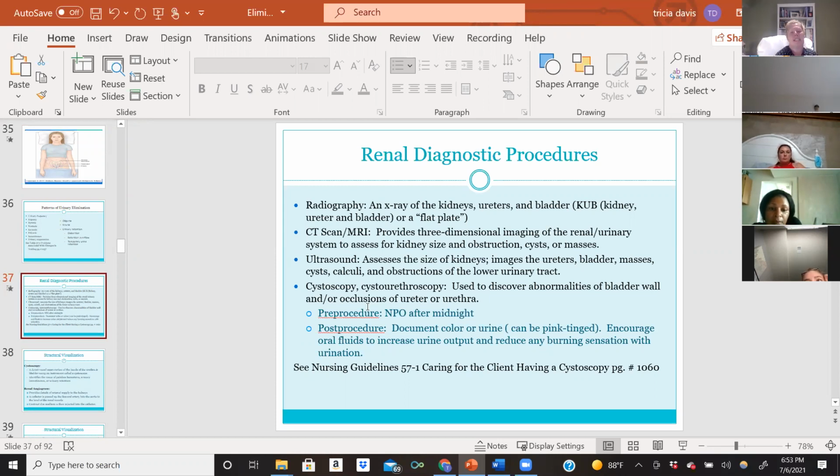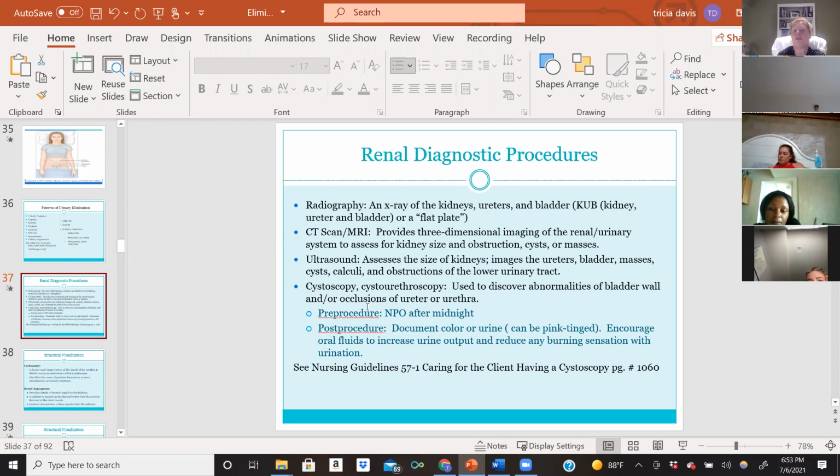We can do the CT scan or the MRI, which is going to give you that three-dimensional imaging, so much better pictures of the urinary system. We can look for kidney size. We can look for kidney issues such as obstruction, cysts, or even masses.